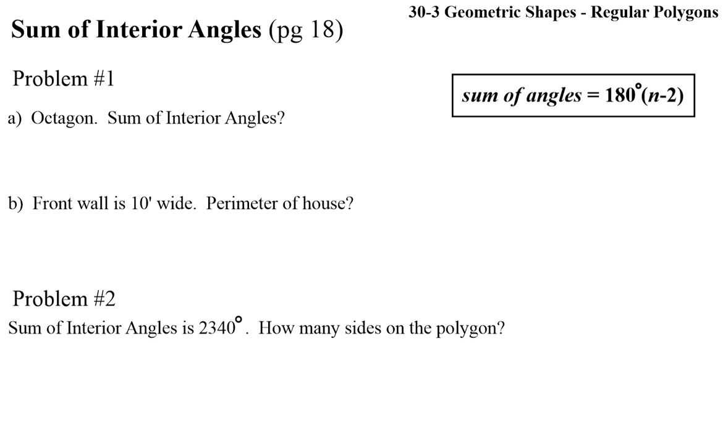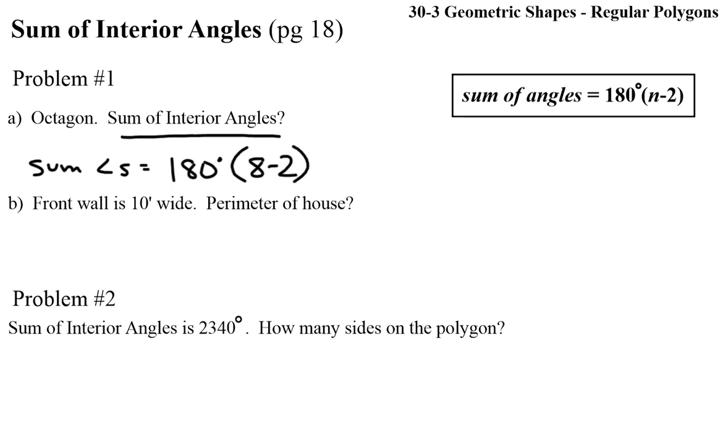So if you had a house and it was an octagon, you want the sum of the interior angles. The sum of the angles would be 180 degrees times 8 sides in an octagon less 2, 180 degrees times 6 works out to be 1,080 degrees is the sum of the angles.